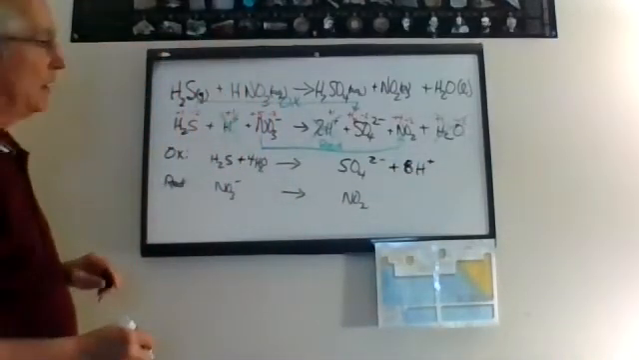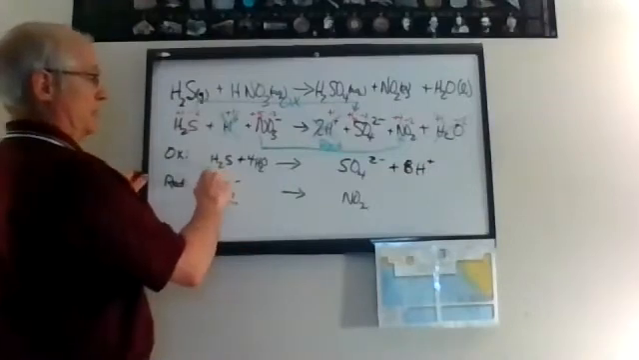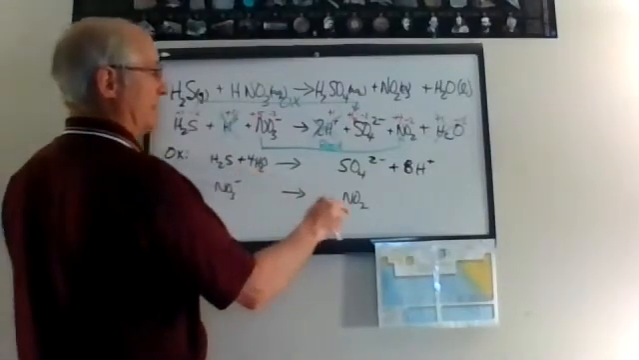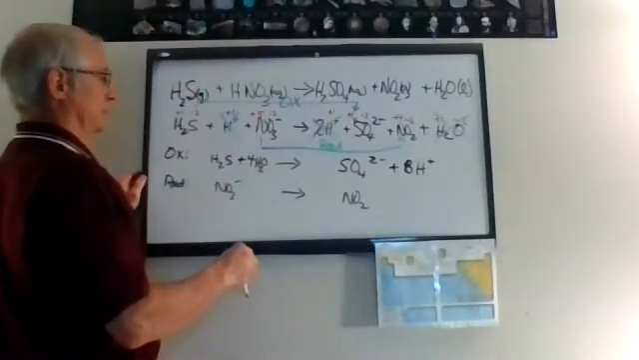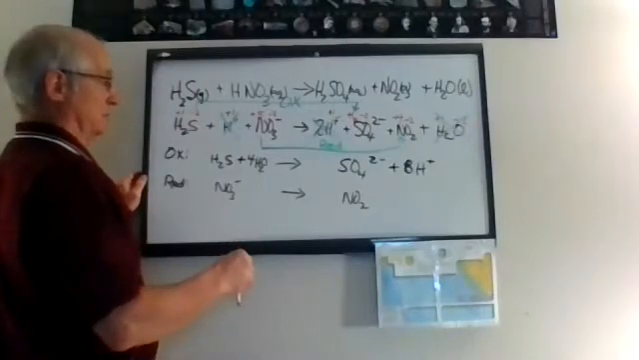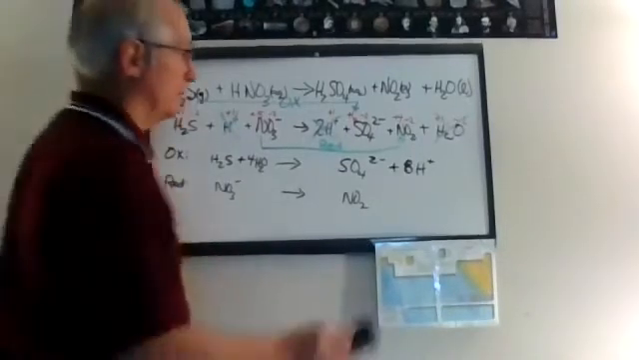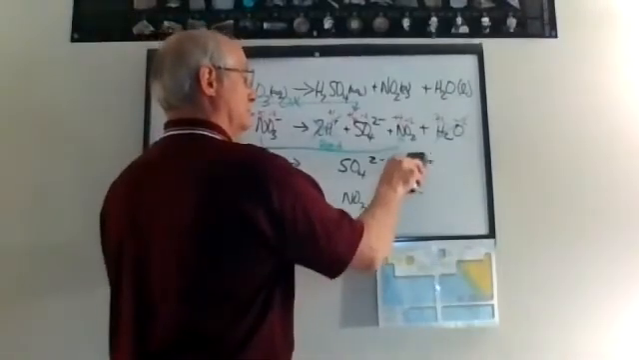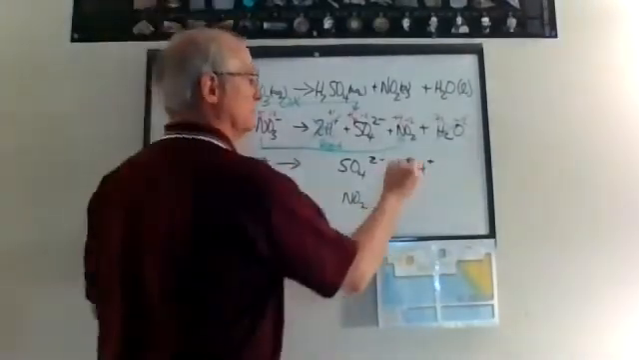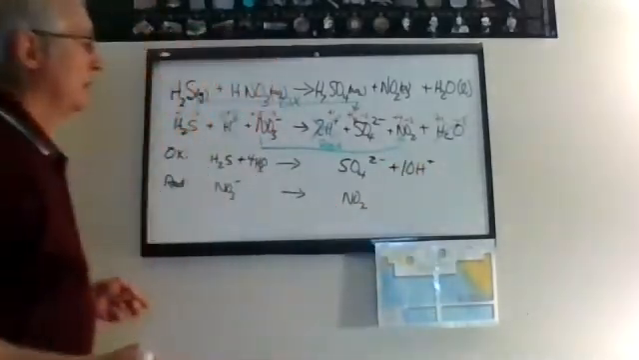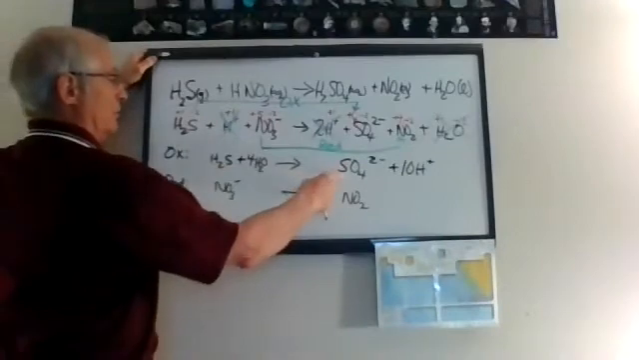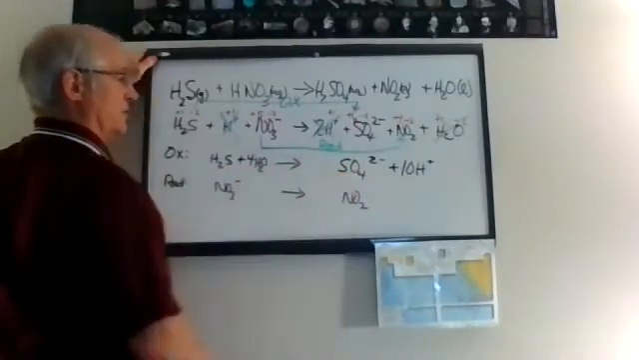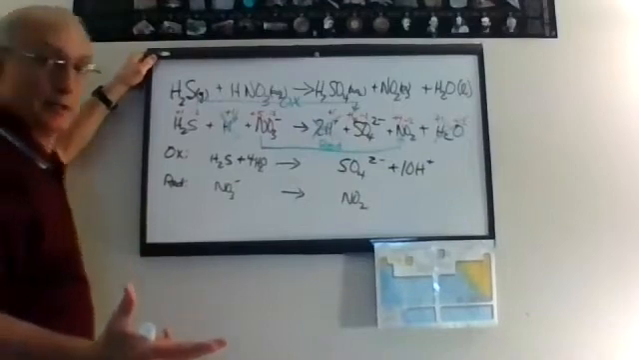Okay? Now, is it balanced for atoms? 2 hydrogens and 8 hydrogens makes 10. And over there, we just have 8. Guess what? We're going to have to make that 8 into a 10. Okay? Now, the next thing. We got 1 sulfur, 1 sulfur, 4 oxygens, 4 oxygens. We're looking good. Now let's balance it for charge.